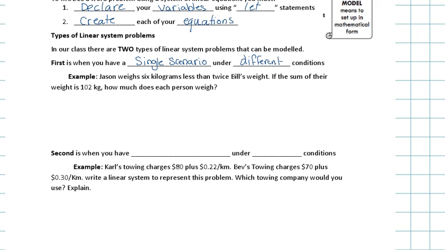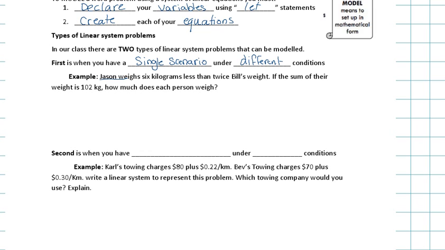So what do I have to start my problem? Let statement. Okay? So that means I have to let this variable be this and let that variable be the other. What are the things that I'm comparing here? What are the things that I'm trying to solve for? The weight of who and who? The weight of Jason and the weight of Bill. Right? So these are my variables. What do you want to call them? J and B. Perfect. So we're going to say let J be Jason's weight and let B be Bill's weight.